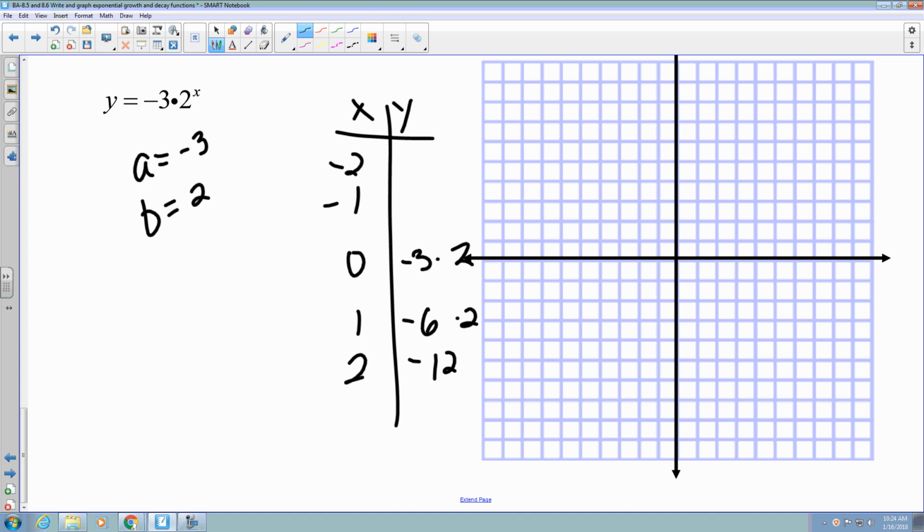Now we divide it by 2, so this will be -3/2. Divide this by 2, we get -3/4. So plot the points. -2 comma -3/4, about there. -1 comma -3/2 is there. 0 comma -3 is here. 1 comma -6 is here. And then finally 2 comma -12 is about here, a little bit off the graph.